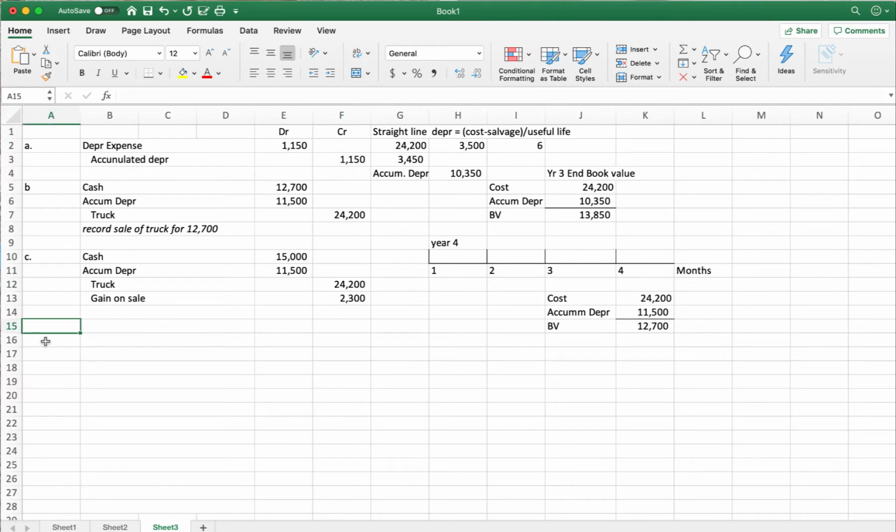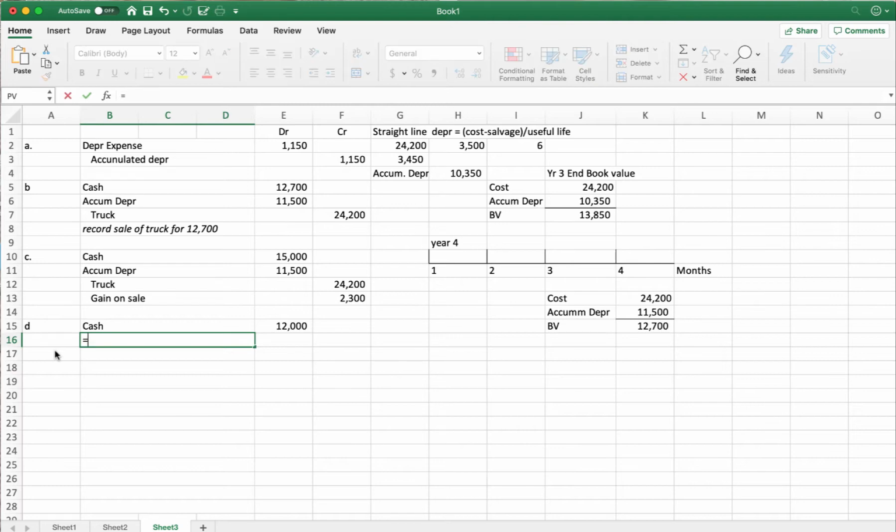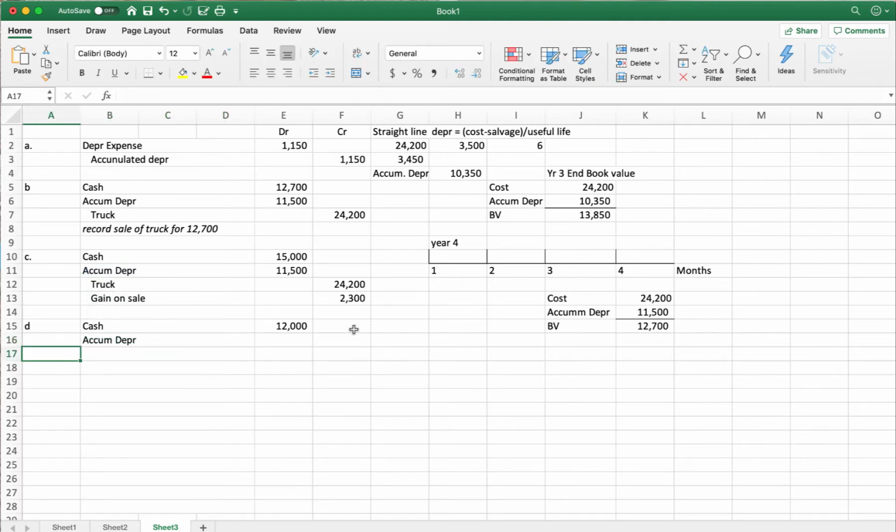Now let's look at the last one, D. D says we sell the truck, but this time we only get $12,000. Okay, no problem. We can do that. We're getting cash. Cash increases with a debit, so I have to debit cash for $12,000. Guess what? Got to get the accumulated depreciation off the books. For how much? Well, what's it on our books for? $11,500.